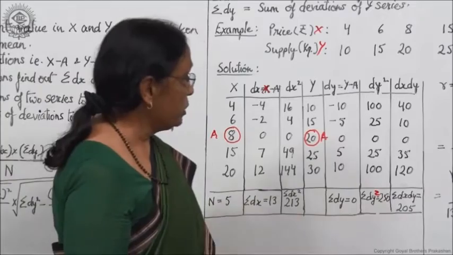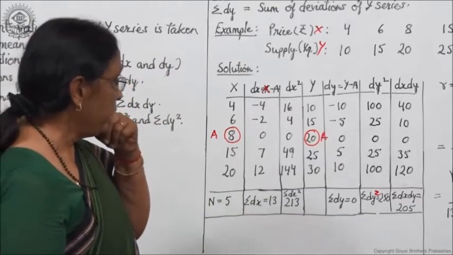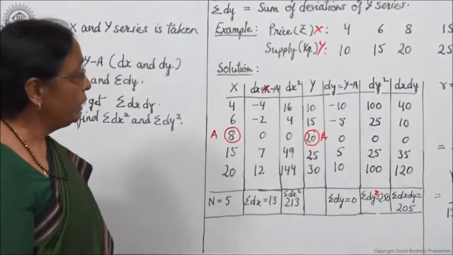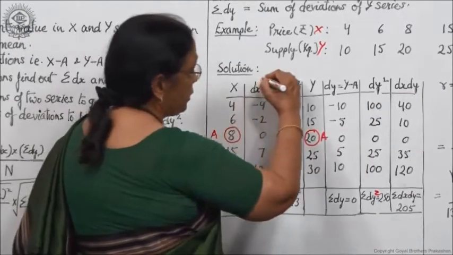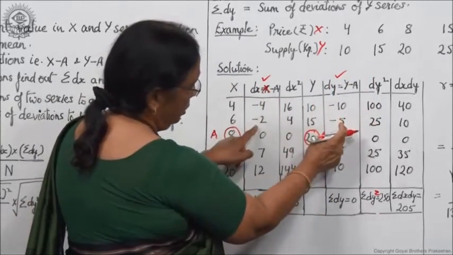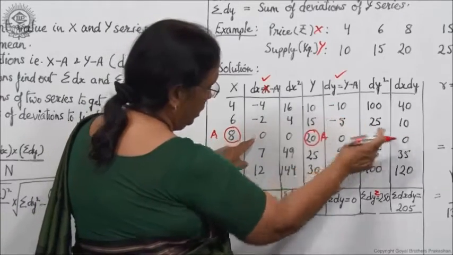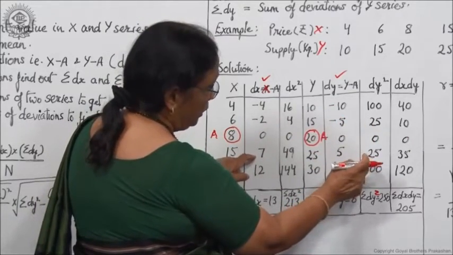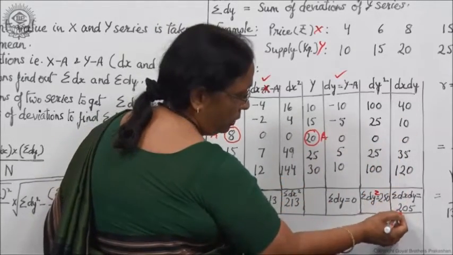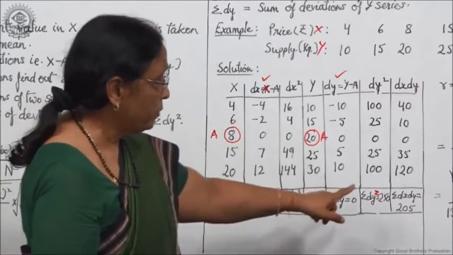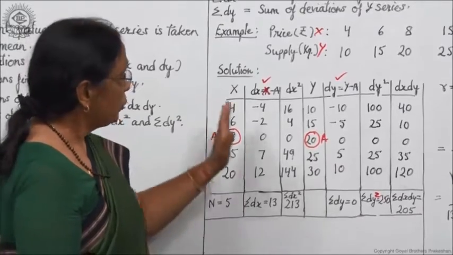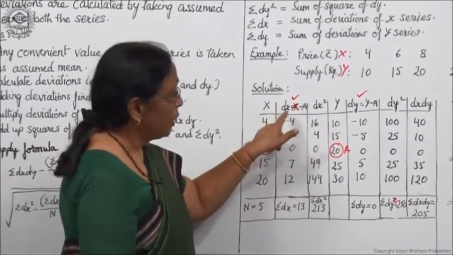After doing these calculations, next what we need is dx dy. How do we calculate dx dy? This is the dx column, this is the dy column. Multiply these two columns only: 5 into 10, 5 into 2 is 10, like this. Multiply these columns, get these values, and do the total. This is 205 and this is sigma dx dy. Simple. So this way, first you have to see what you need.